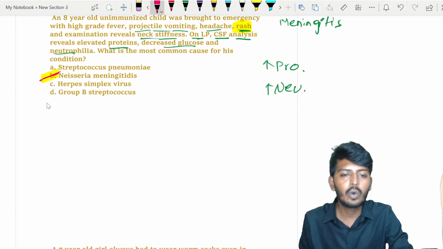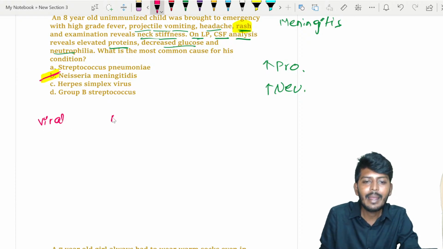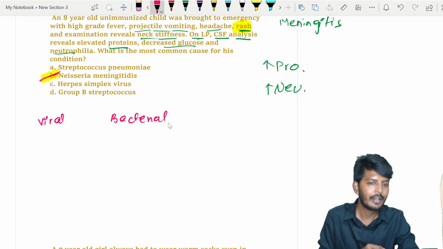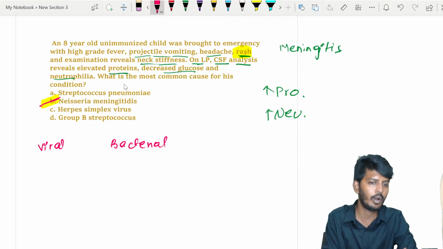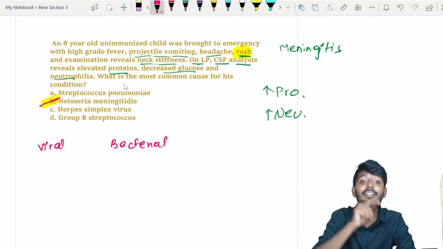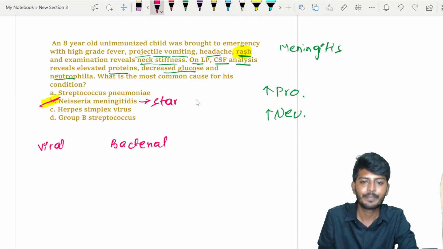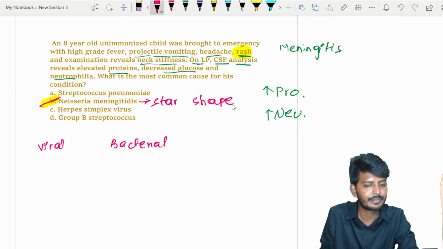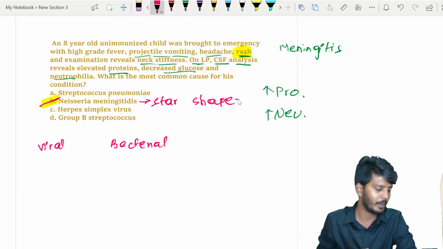Okay, now I will tell you clearly. Viral meningitis, bacterial meningitis. If there was no rash, then it would be streptococcus pneumonia, kids. But the rash is there. Rash is an associated feature of meningococcal meningitis. What kind of rash is there in meningococcal meningitis? Star shaped rash. If there was no rash, then streptococcal pneumonia, I agree with you.